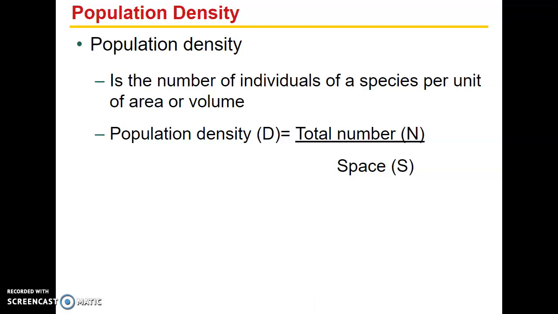If you're doing something like bacteria, you might do nanometers squared or millimeters squared. But if you're doing, say, a forest, you might use hectares, which is a unit for measuring area.